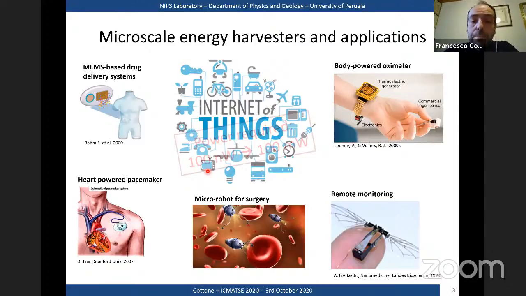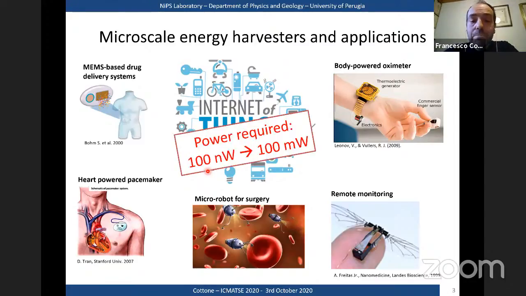So the power required for small, medium devices that are wireless now is in the range between 100 nanowatts up to 100 milliwatts on average, of course, and we can go also up to some watt or something around watts. But for small devices, this is the main and common range of power that are required.